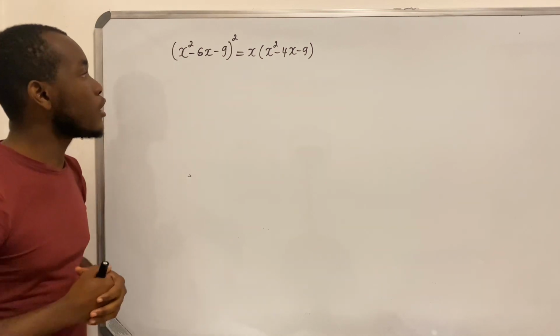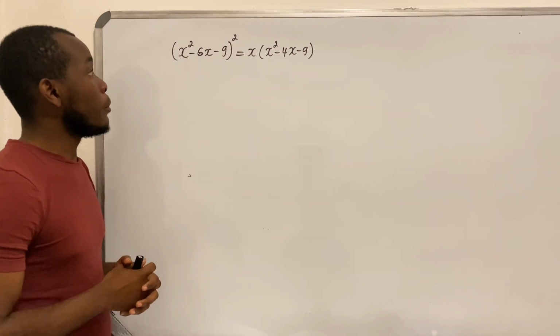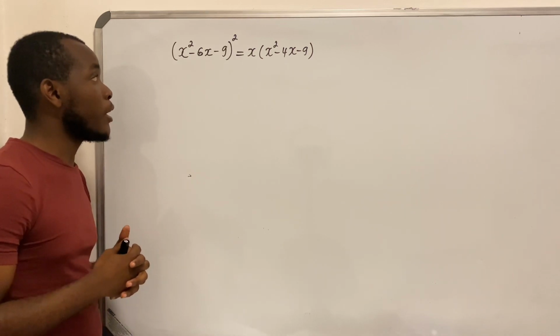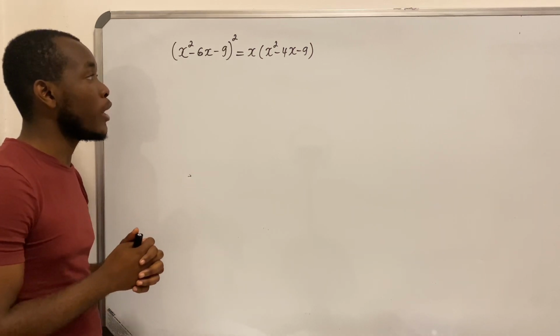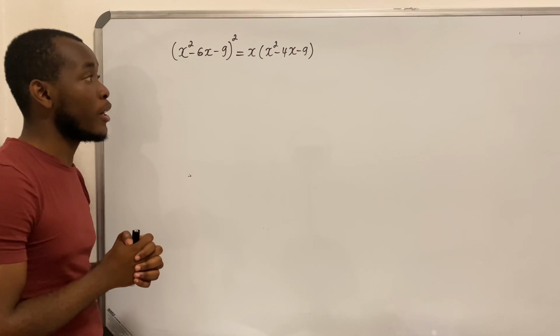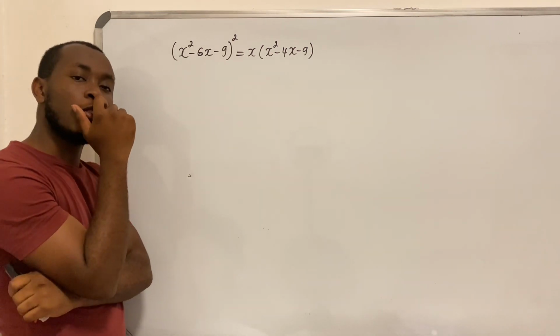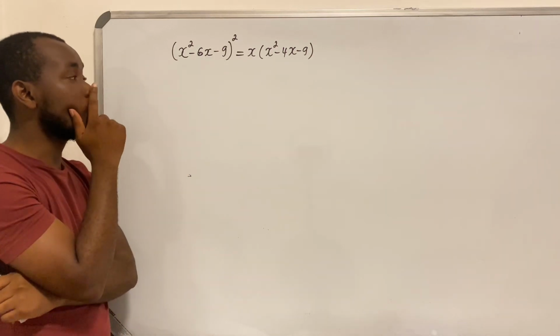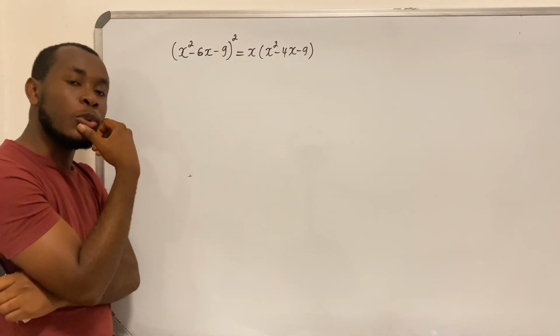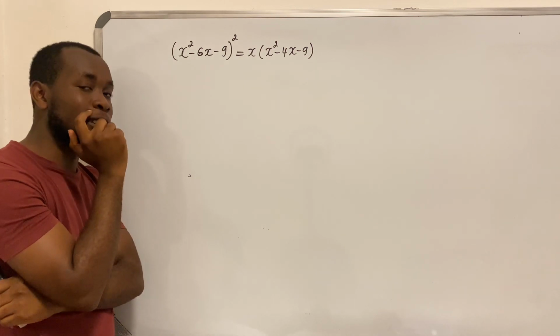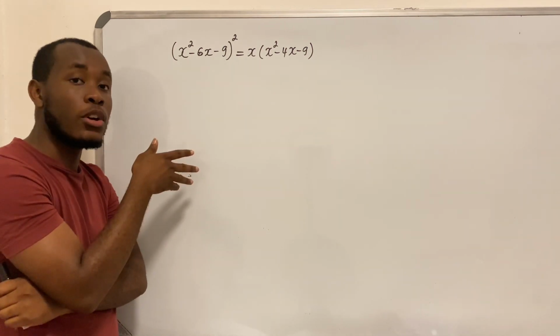So today we have this algebraic equation to solve. We have (x squared minus 6x minus 9) all squared equal to x times (x squared minus 4x minus 9). What is the approach that you're thinking of applying? Do you think maybe in expanding this expression? Well, probably you could get that wrong, or maybe it will take long. I don't know which one you could choose, getting it wrong or taking long.